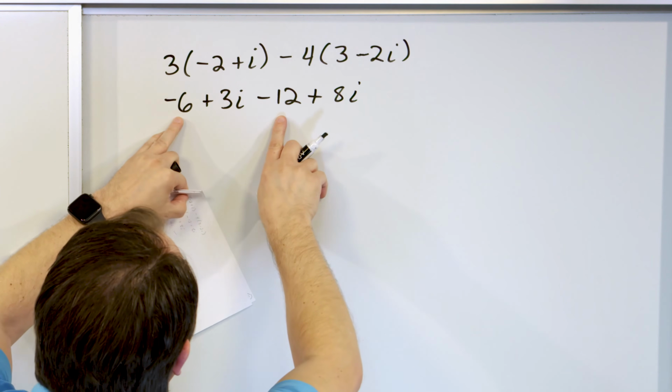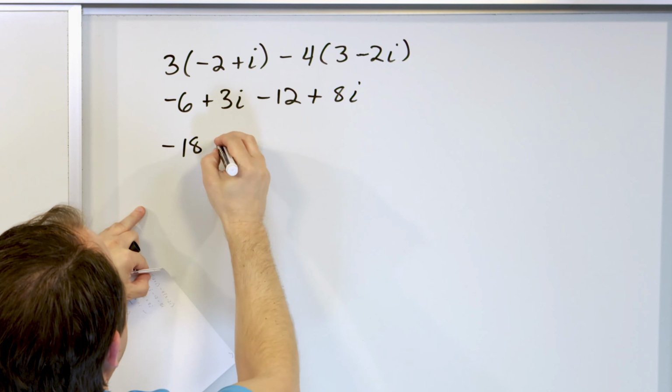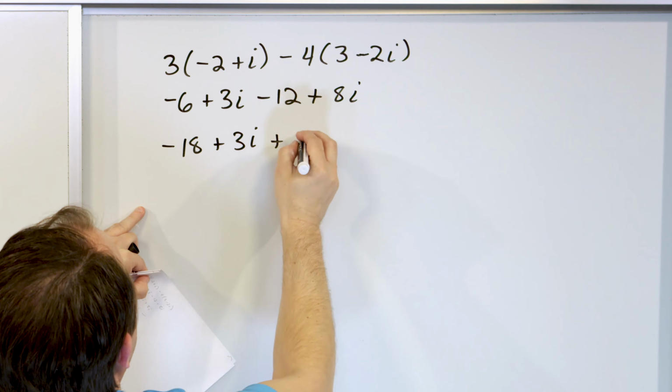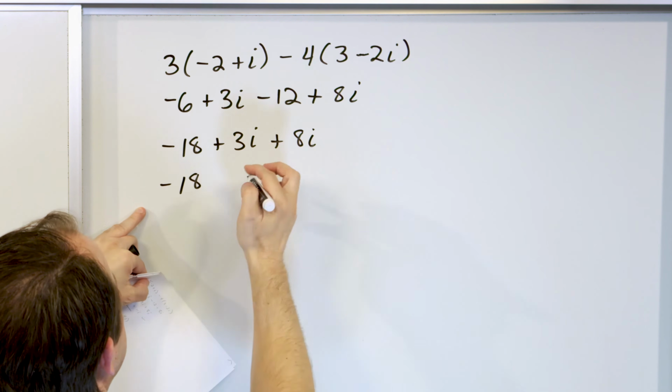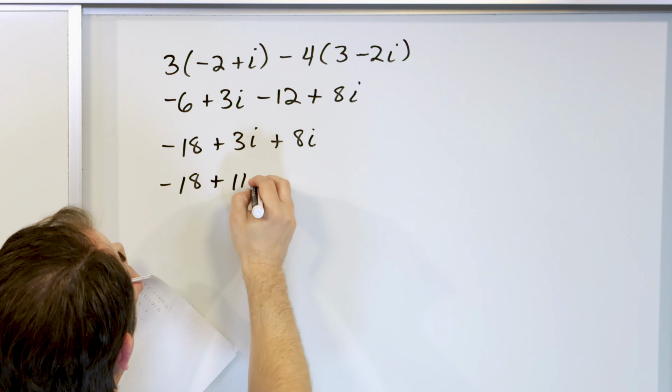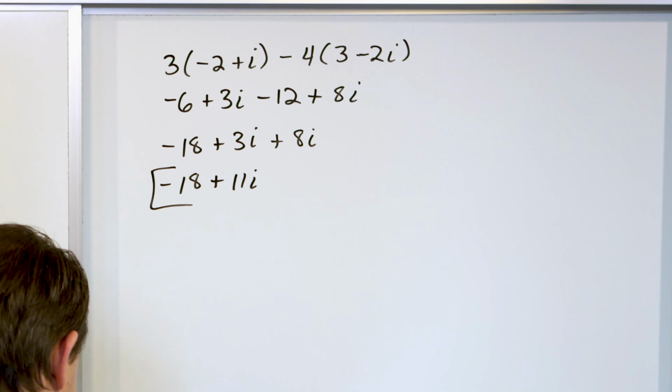So the real part is negative 6 minus 12 gives you negative 18. But I still have these imaginary things, so I'm going to keep them along for the next step. And then finally I have, what's 3 plus 8 is 11i. So you have negative 18 plus 11i, and that's the final answer there.